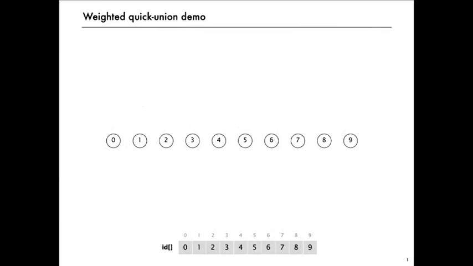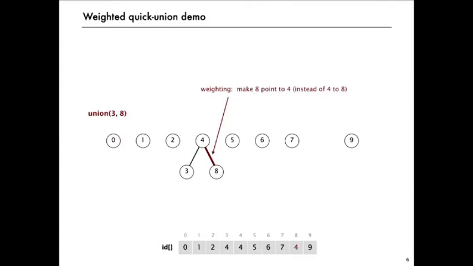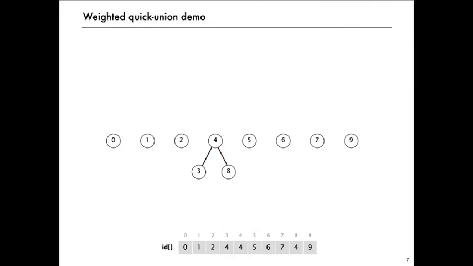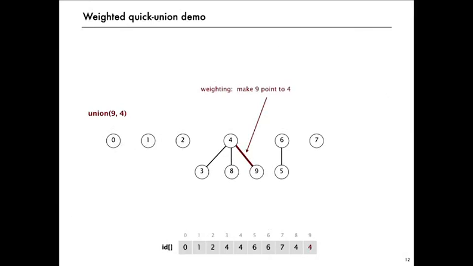Okay, so again, we start out in our normal starting position where everybody's in their own tree. When there's only 2 items to link, it works the same way as before. But now when we have 8 to merge with 4 and 3, we put the 8 as the child, no matter which order the arguments came, because it's the smaller tree. So 6 and 5, whichever one goes down doesn't matter. 9 and 4. Now 9's the small one, 4's the big one, so 9's going to be the one that goes down below.